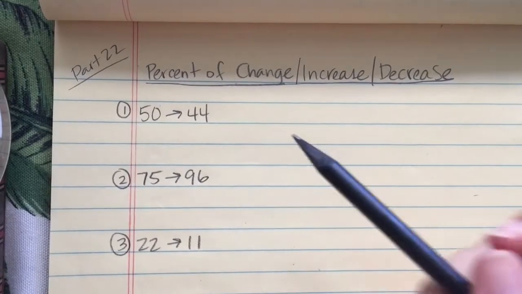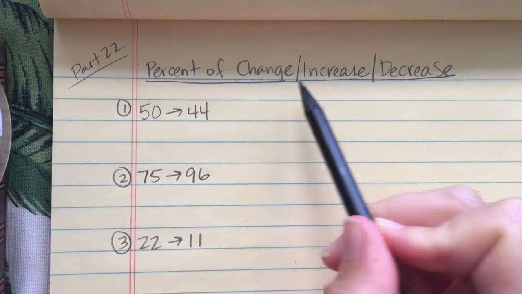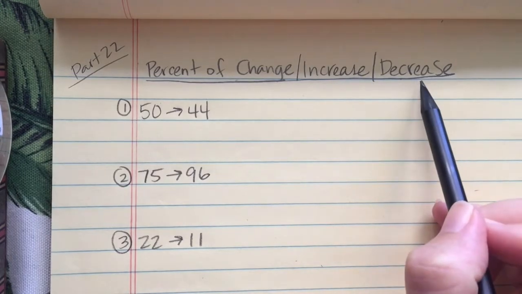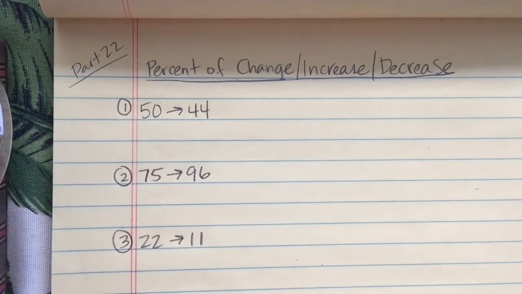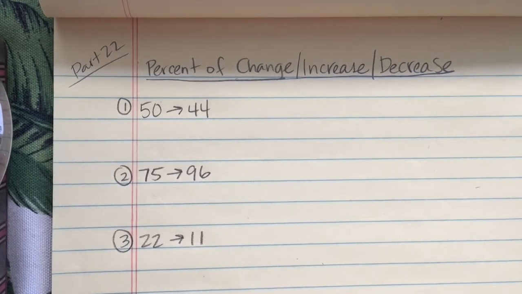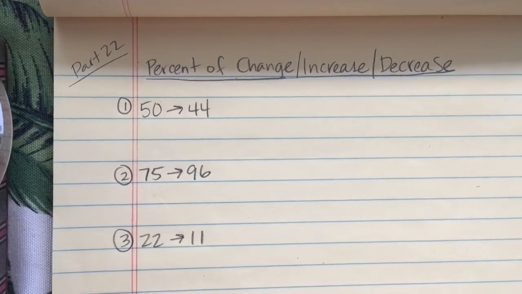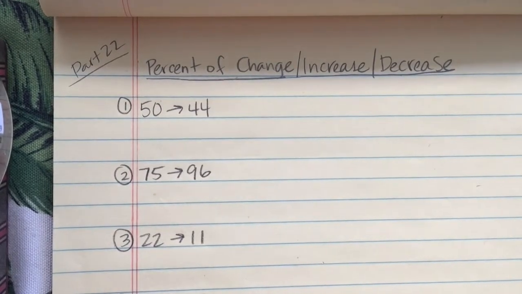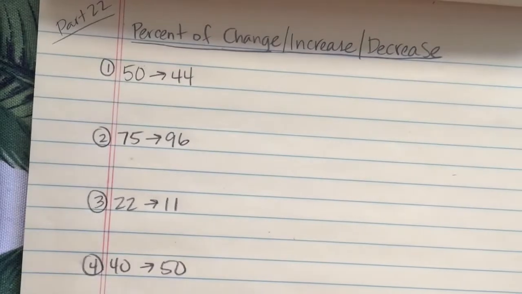All right, calculating percent of change, which could be either an increase or decrease. So there's going to be word problems where the question is what was the percent of increase, what was the percent of decrease, or what was the percent of change. And this is how you're going to solve these types of problems. So let's start with a practice.